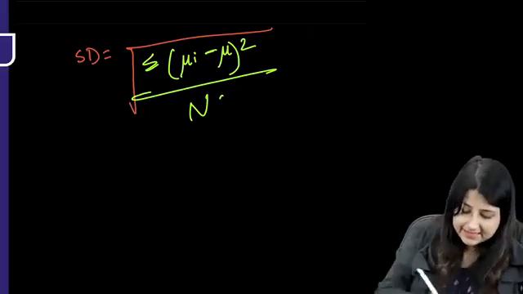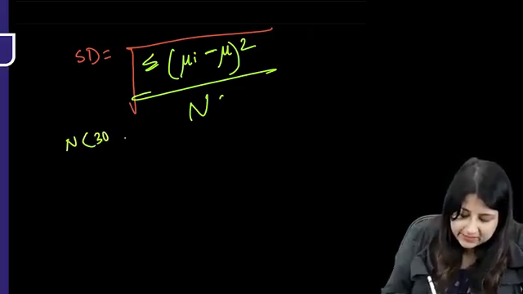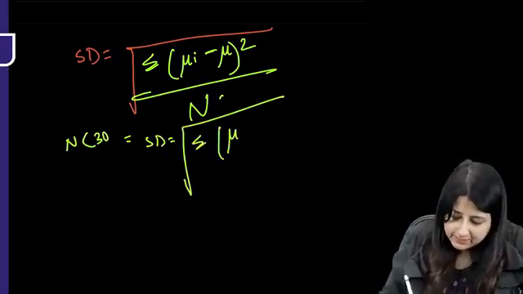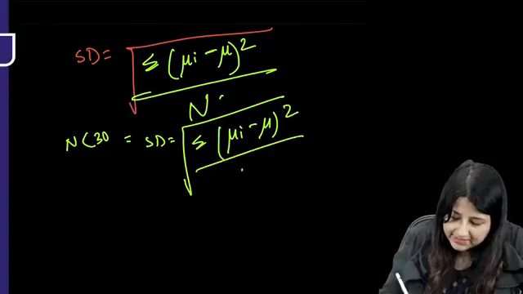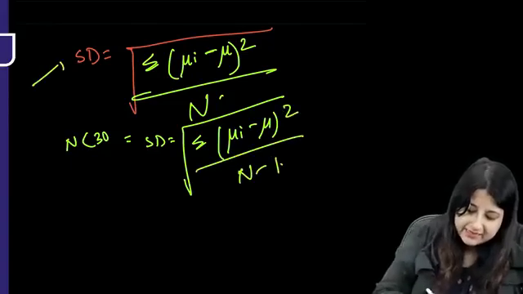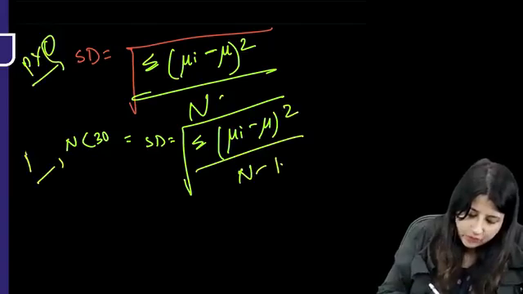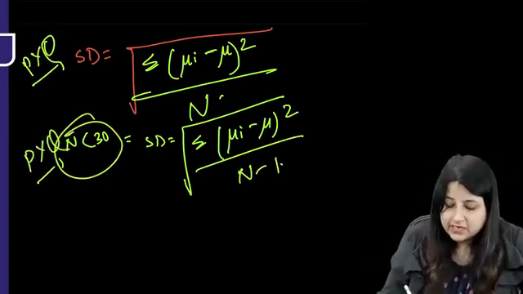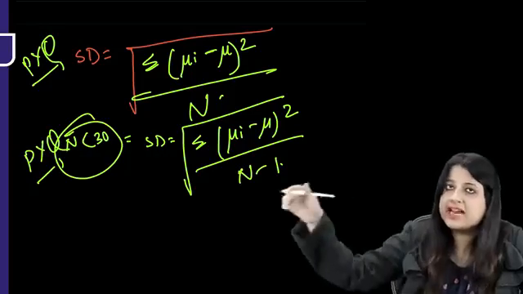But if the sample size is less than 30, then what is the formula for standard deviation? This is the square root of sigma mu I minus mu whole square divided by n minus 1. They can ask you to identify the correct formula when the sample size is more than 30 as well as less than 30. You understood why we put the root? Because we had squared it.